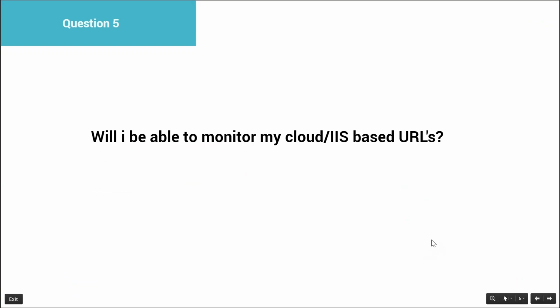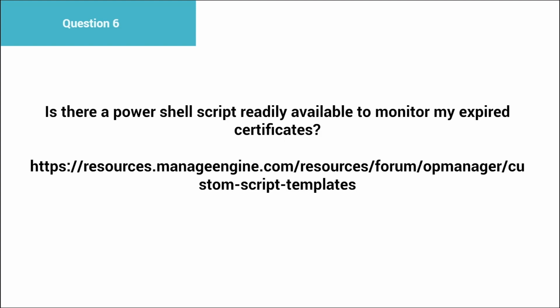The next question is, will I be able to monitor my cloud IaaS based URLs? Yes, pretty much. It is purely based on whether the URL is going to be up or down from the OpManager server. As long as the URL is able to get an HTTP GET response, or in developer terminology the response code 200, that tells you the URL is able to communicate and be reachable from the OpManager server. So yes, according to the question that was proposed, we do have an option. However, the URL should be reachable from the OpManager server, and that is the only criterion.